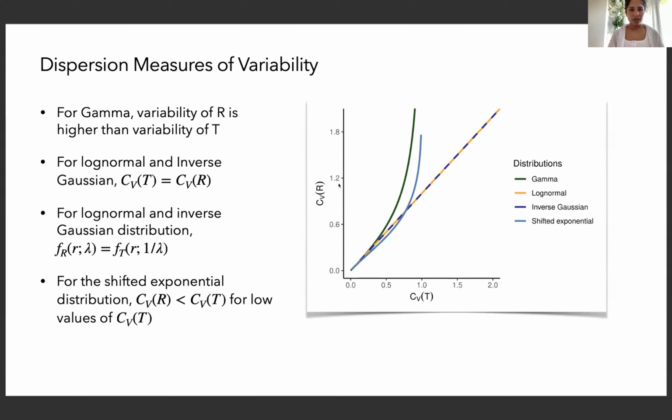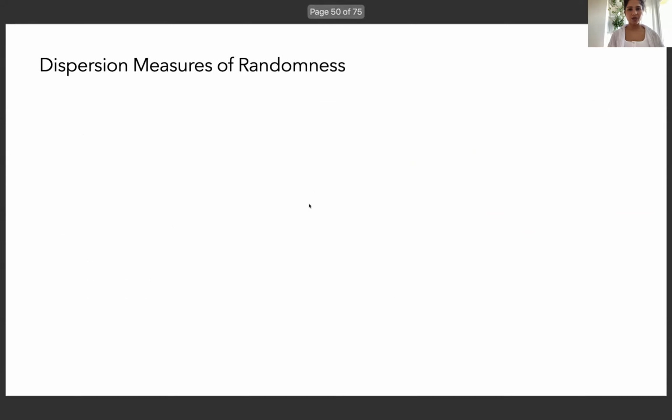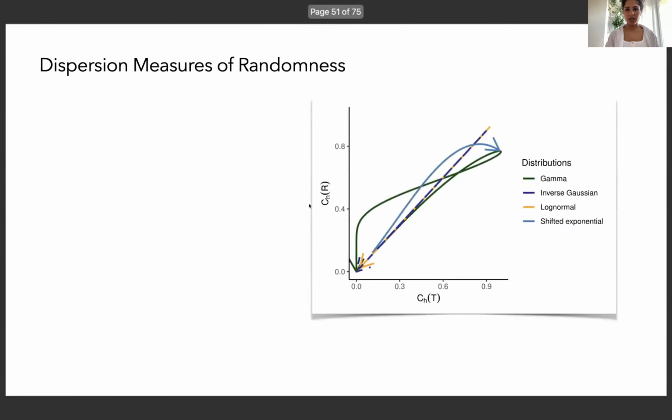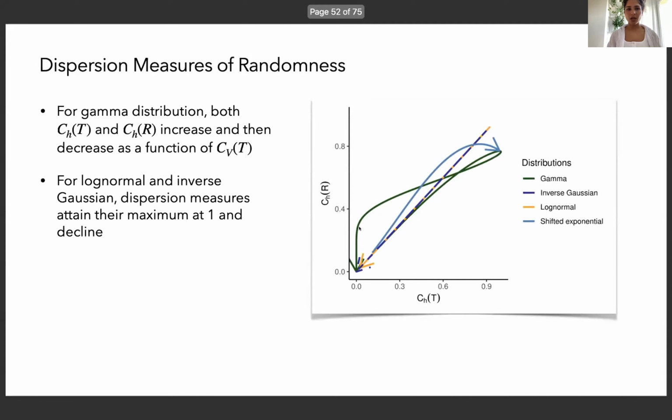Now, so this was the relationship between the dispersion measures of variability. If we look at the dispersion measure of randomness for these four models, we see that the relationship is a little bit more complicated. So first, I'm going to talk about these three distributions. They are the scale family distributions.